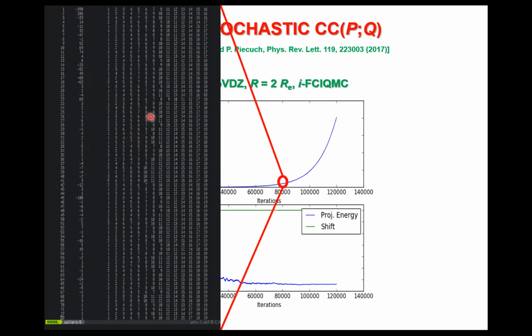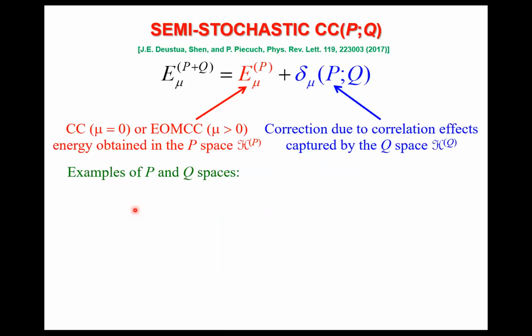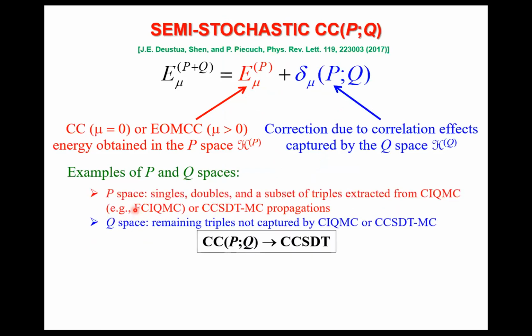So suppose I would like to approximate CCSDT. Then I will look at that list of determinants and try to identify which ones are triply excited determinants. Those which are on the list will end up in the P space. Those which are not on the list will be incorporated through our moment corrections in the Q space. Okay, so here's the summary of what I just said. If I want to approximate CCSDT, our P space will be defined as all singles and doubles and a subset of triply excited determinants which are captured by Monte Carlo. The Q space will be the remaining triples.